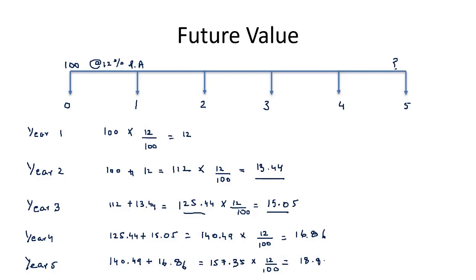So for year 5, which is the value we are looking for, we need to have this value and this value added together. So I'll just write it here, 157.35. This becomes 176.23. So our value here is 176.23. So did you observe that our 100 rupees today actually has become 176 rupees in 5 years?